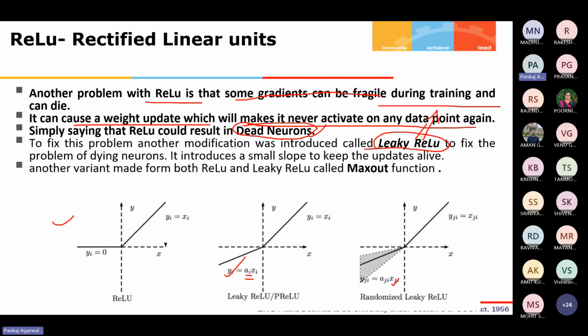So it would be ai times xi, where ai would be a small constant, right? But not 0. So this would solve the problem of dying neurons. It introduces a small slope to keep the updates alive, right? So it's like a bias, sir, right? We introduce a kind of small bias. Do not call it a bias, because bias has a different purpose.